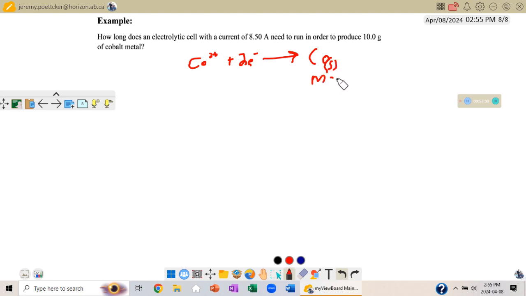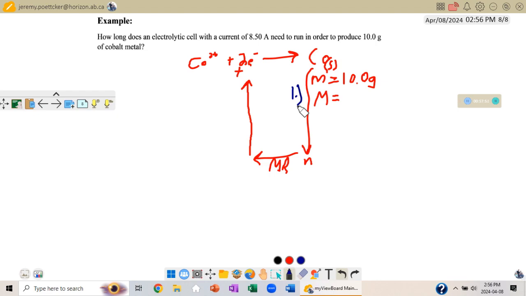Now in this case, I know the mass of my cobalt is 10 grams, 10.0 grams. I can use my periodic table to find the molar mass. And again, my overall strategy, I want to go from cobalt solid, eventually down to moles. I'm going to use my mole ratio to find out moles of electrons. And then I'm going to use my formula, n equals IT over F. So Fn over I will give me the time. Right. So again, my step 1 is what I'm kind of working on right here. Cobalt metal has a molar mass of 58.93 grams per mole.